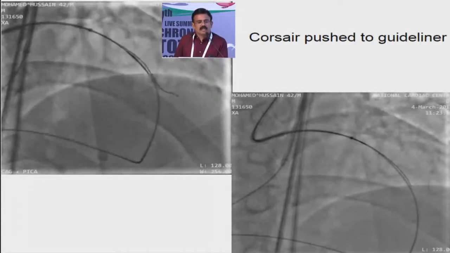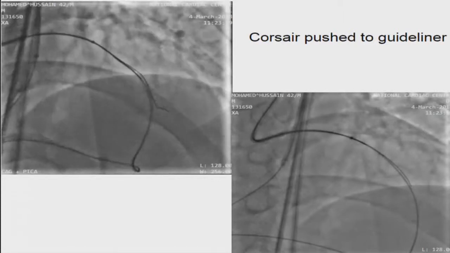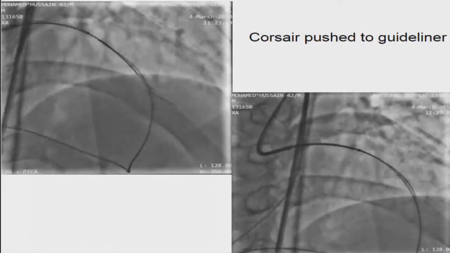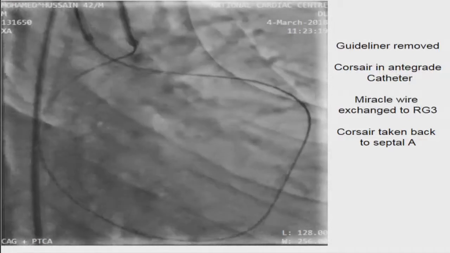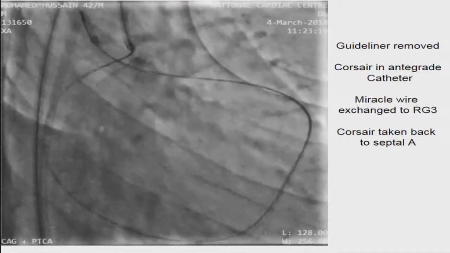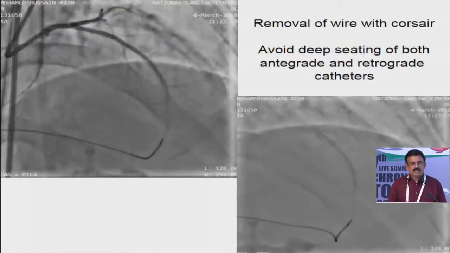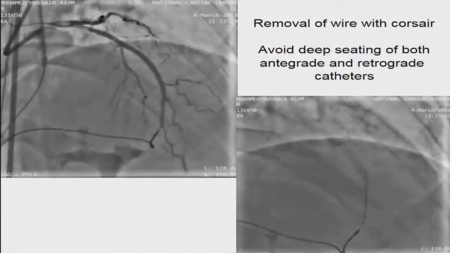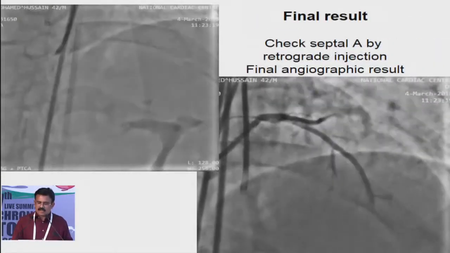For taking the Corsair up, you can take a balloon and do a balloon trap, and after trapping the balloon, you can take the Corsair up. So the Corsair is now pushed into the guide liner. Once the Corsair is pushed into the guide liner, you can remove the antegrade wire and the guide liner is removed, with the Corsair in the antegrade catheter. The Miracle wire is exchanged to RG3, the Corsair taken back into the septal artery, then finish the procedure. This is the procedure, and removal of the wire with the Corsair. You should avoid deep seating of both the antegrade and retrograde catheter. You should be very careful about these things. That is the final result.